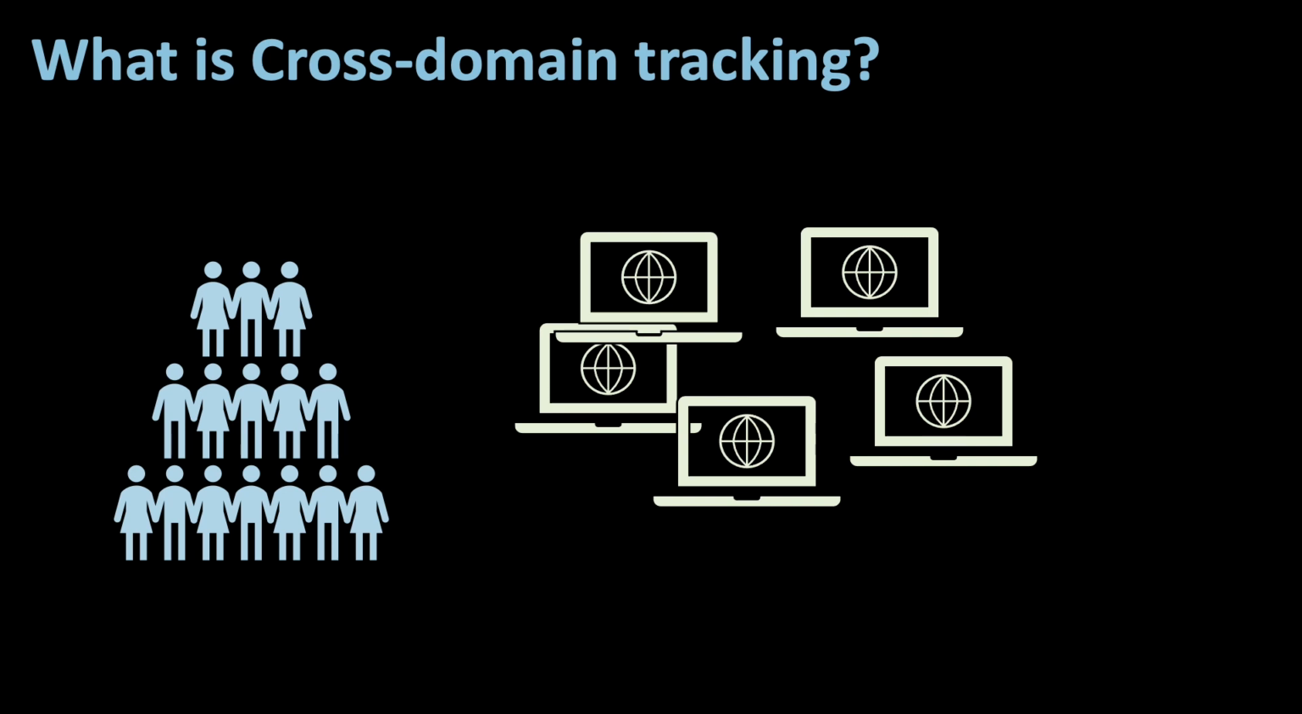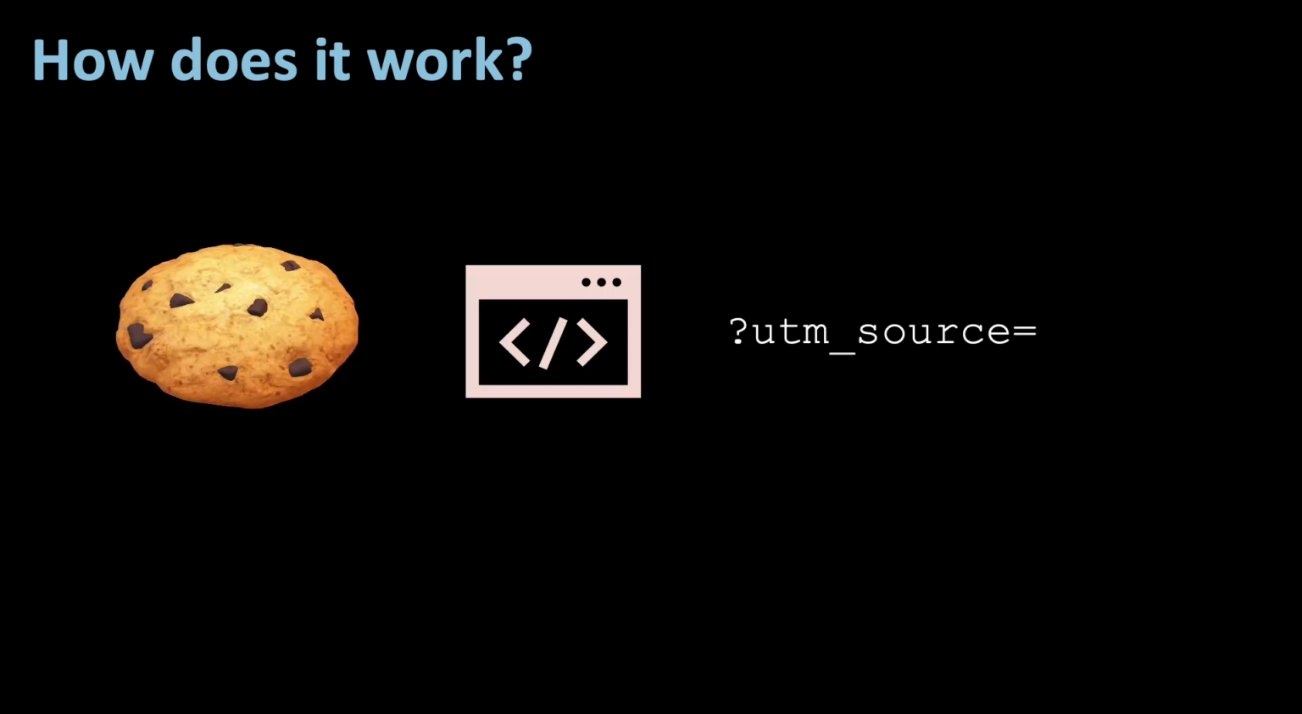How does it work? Cross-domain tracking operates through a combination of techniques and technologies, including cookies, scripts, tracking parameters, and tracking pixels. Let's explore these methods and the data flow with concrete examples.